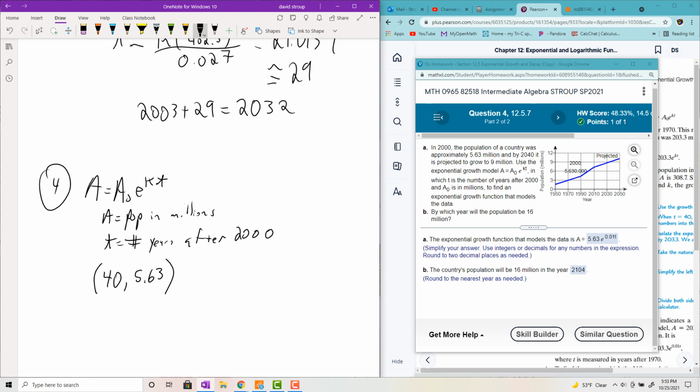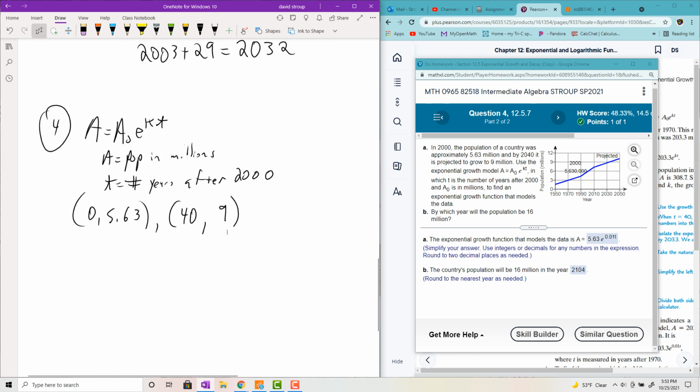Whoops, I read that wrong. Sorry, it says in the year 2000 the population of the country was 5.63 million. So when t was 0, you get 5.63 million. And then by 2040, which is t equals 40, it's expected to grow to 9 million.